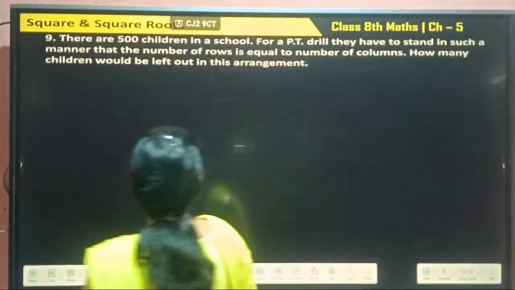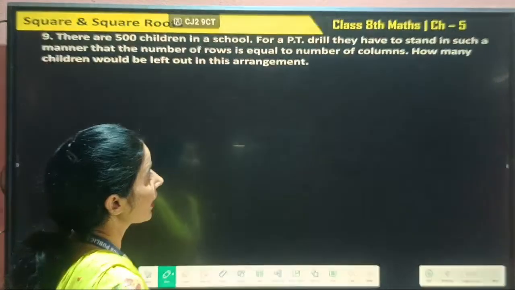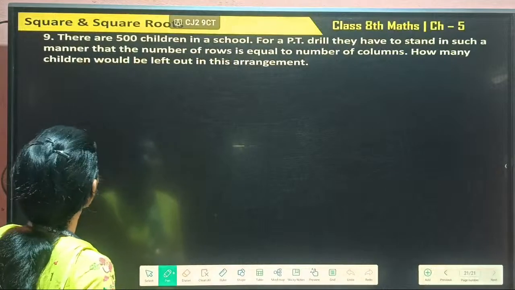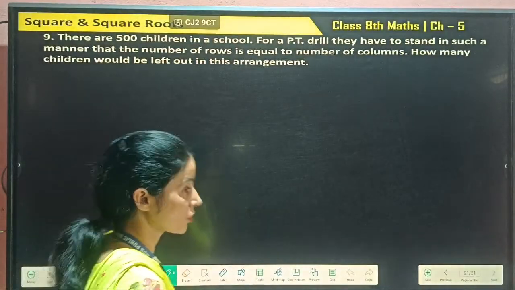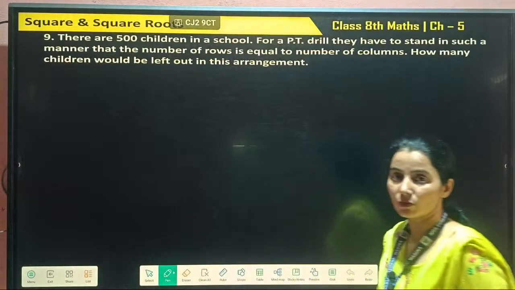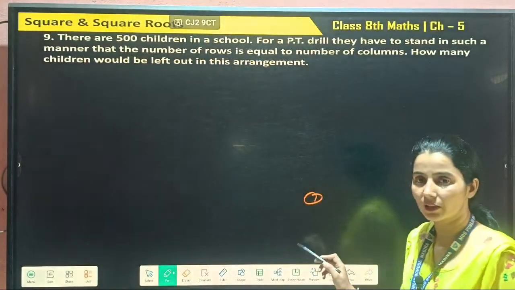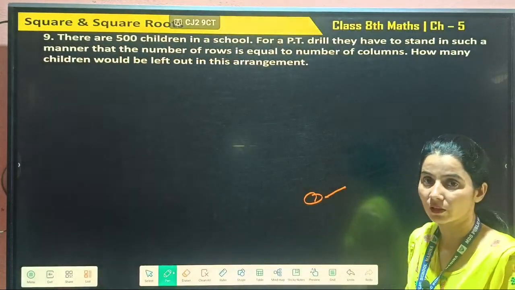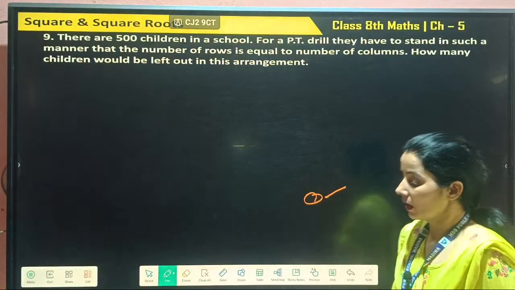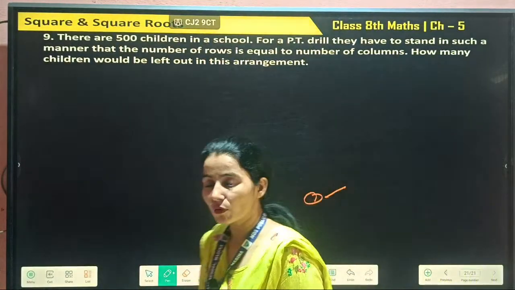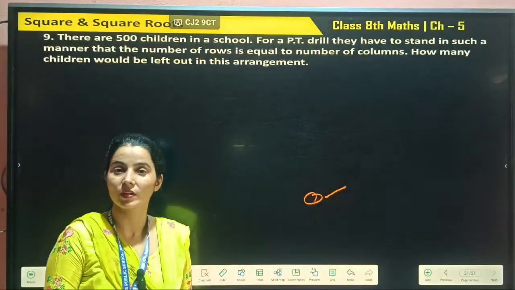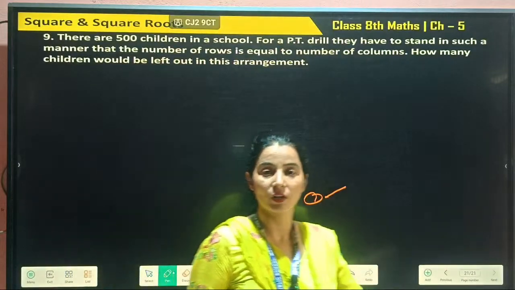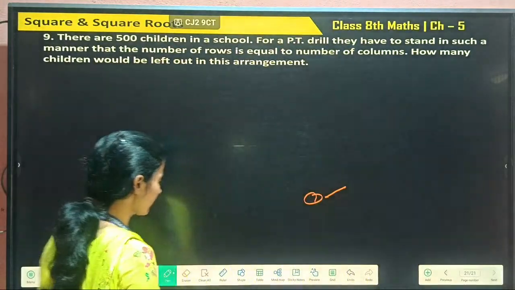There are 500 children in a school. For a PT drill, they have to stand in such a manner that the number of rows is equal to the number of columns. How many children would be left out in this arrangement? After finding its square root, I will see what the remainder is, and then I will tell how many students will be left out from this arrangement. Let us see.